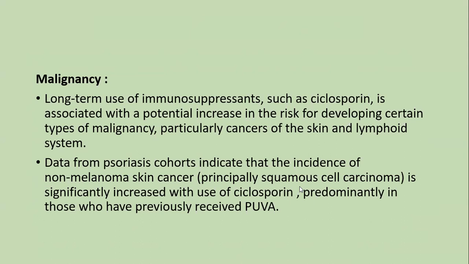Malignancy. Long-term use of immunosuppressants like cyclosporine is associated with increased risk of developing certain types of malignancies, particularly the non-melanoma cancers of the skin and lymphoid system. Data from psoriasis cohorts indicate the incidence of non-melanoma skin cancers, particularly SCC, is significantly increased with use of cyclosporine, predominantly in those who have previously received PUVA.